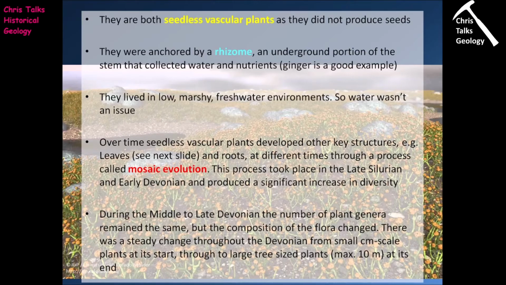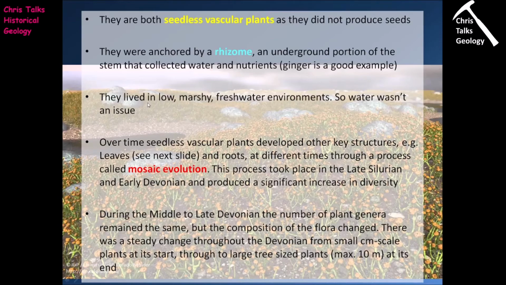Now, both Cooksonia and Rhynia are seedless vascular plants, which, as the name suggests, means they didn't produce seeds. These plants were anchored to the ground using what's called a rhizome, an underground portion of the stem. So it's not actually a root, it's just a part of the stem that's grown underground. And because it's underground, it allows water and nutrients to enter the stem. A classic example would be the plant ginger. The ginger root that we use in cooking is actually a rhizome, part of the stem that's growing underground.